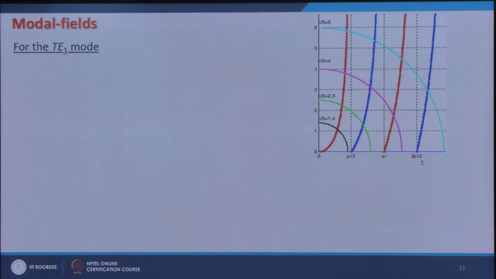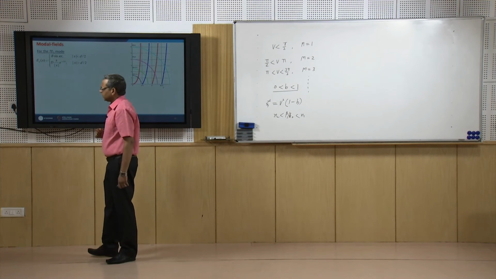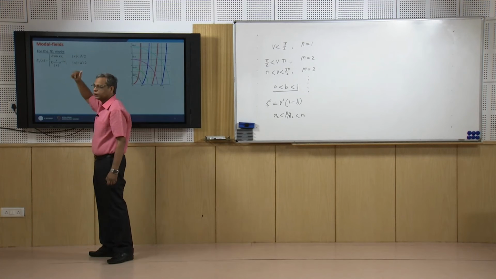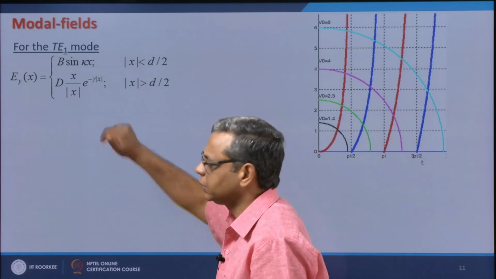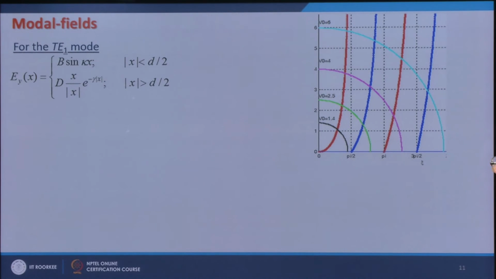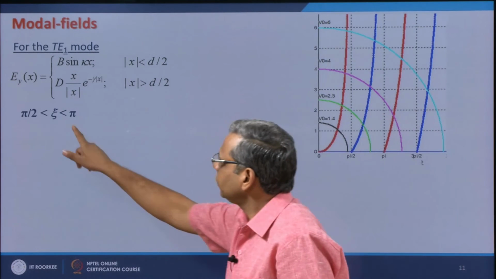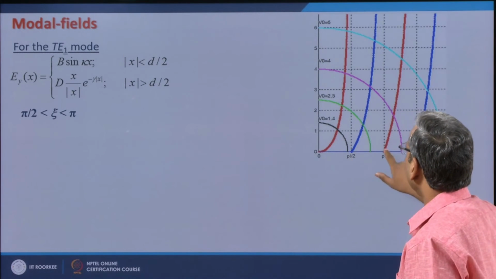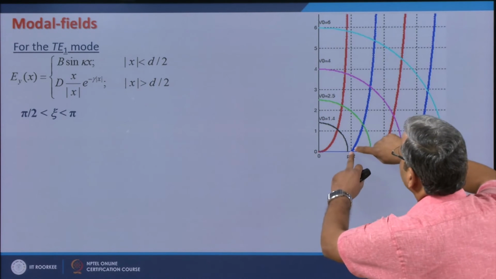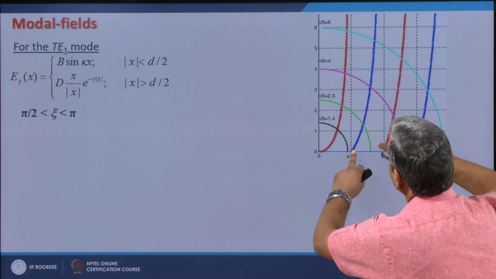Let us plot the field now for the TE1 mode. The TE1 mode is an antisymmetric mode and the solutions would be given by a sine function in the guiding film and an exponentially decaying function again in the lower index medium. Now, for the TE1 mode, xi would lie between pi by 2 and pi, because the green curve will cut the blue curve only in this region.